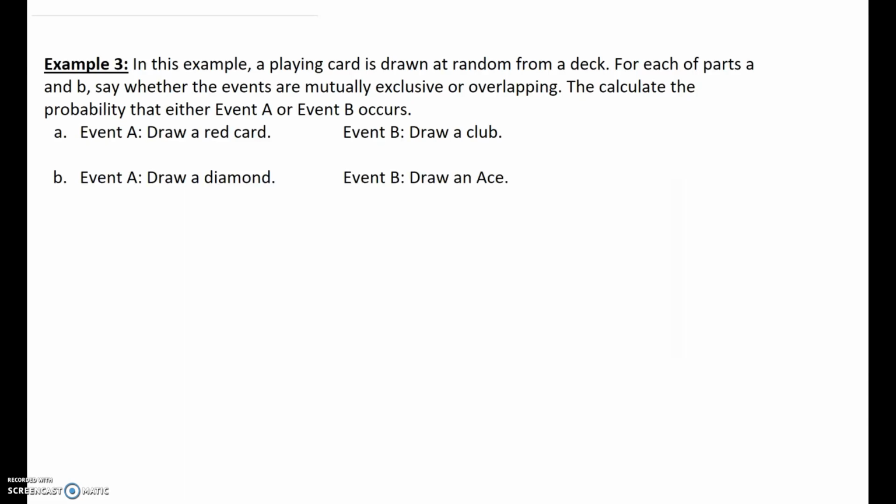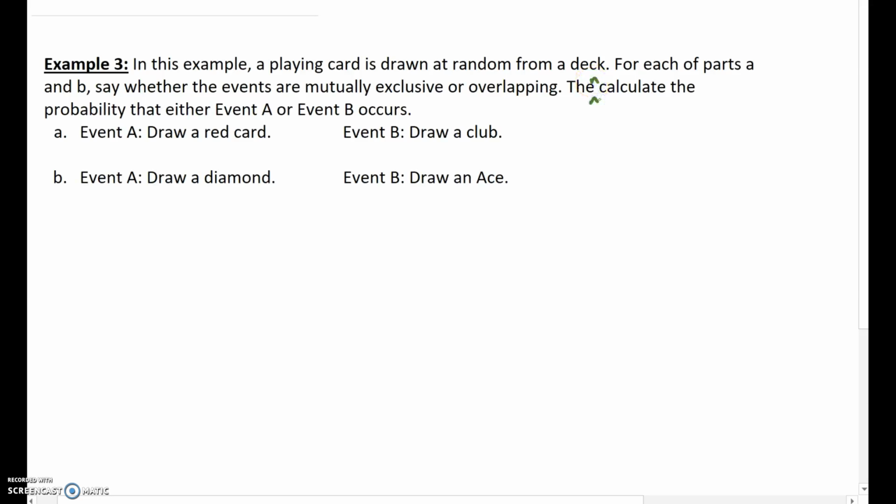Okay, in this question, a playing card is drawn at random from a deck of cards. For each of parts A and B, say whether or not the events are mutually exclusive or overlapping. Then calculate the probability that either event A or event B occurs.